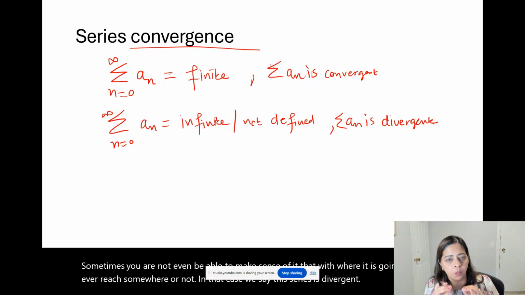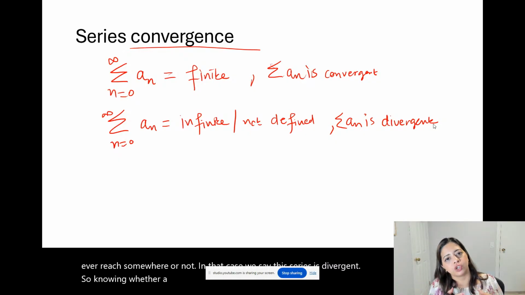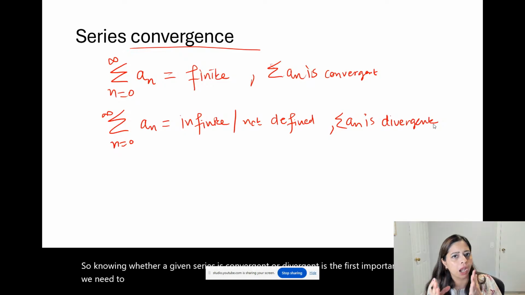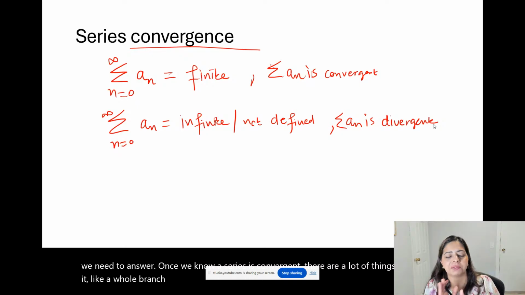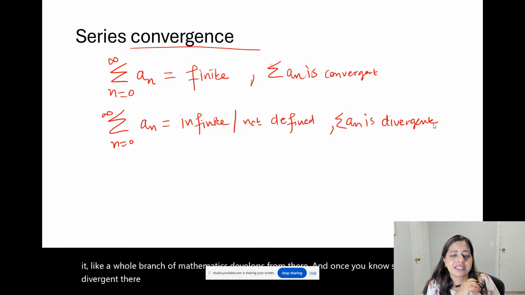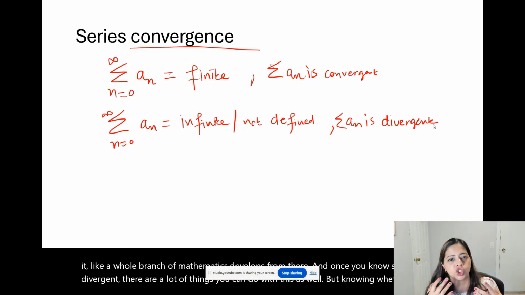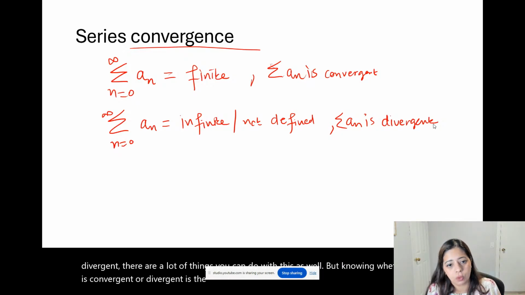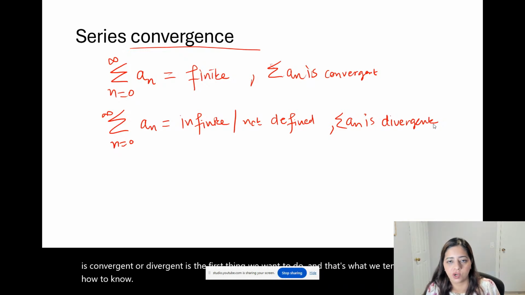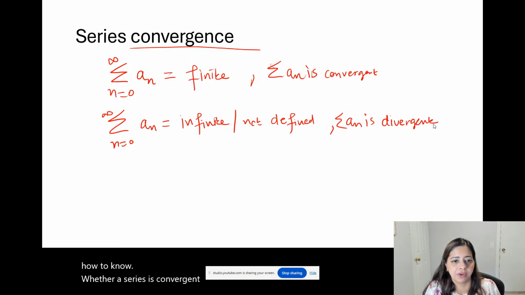So knowing whether a given series is convergent or divergent is the first important question we need to answer. Once we know a series is convergent, there are a lot of things to do with it, like a whole branch of mathematics develops from there. And once you know a series is divergent, there are a lot of things you can do with this as well. But knowing whether a series is convergent or divergent is the first thing we want to do. And that's what we tend to learn, how to know whether a series is convergent or divergent, right?